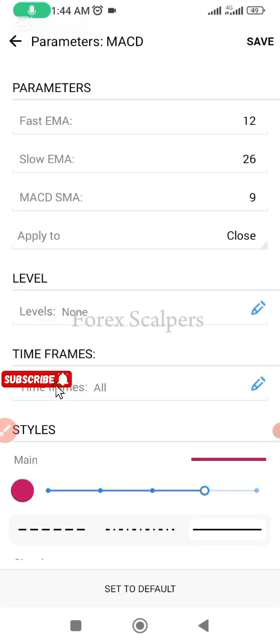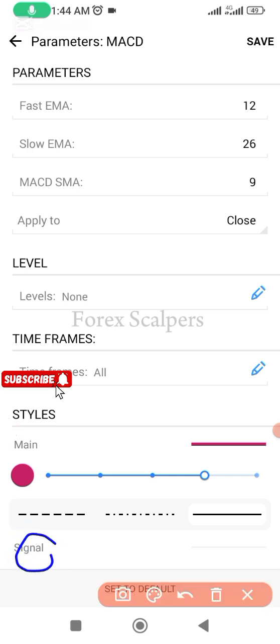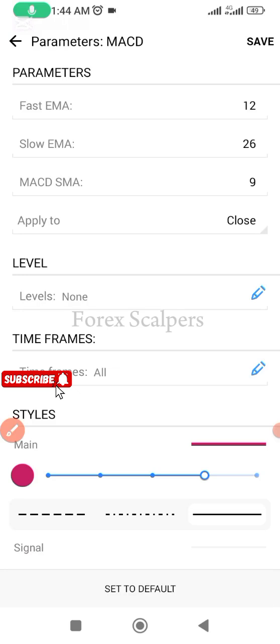Once you have done that, the next is our MACD indicator with our fast EMA. When you come to the signal here, all you need to do is change the color of this signal to the color of your background. So if your background is white, you change the signal to white. And if your background is black, you kindly change the color of the signal to black. Then you click on save.